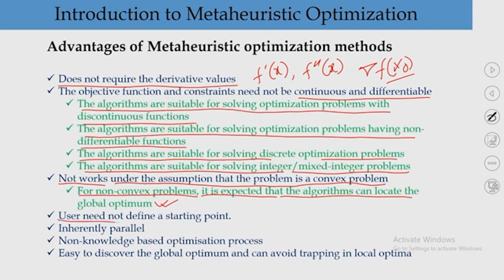Then the user need not define a starting point. So, I need not define a starting point like in the classical method, where I have to define x naught, and from there your search process will start. But in this case, I need not define the starting point.